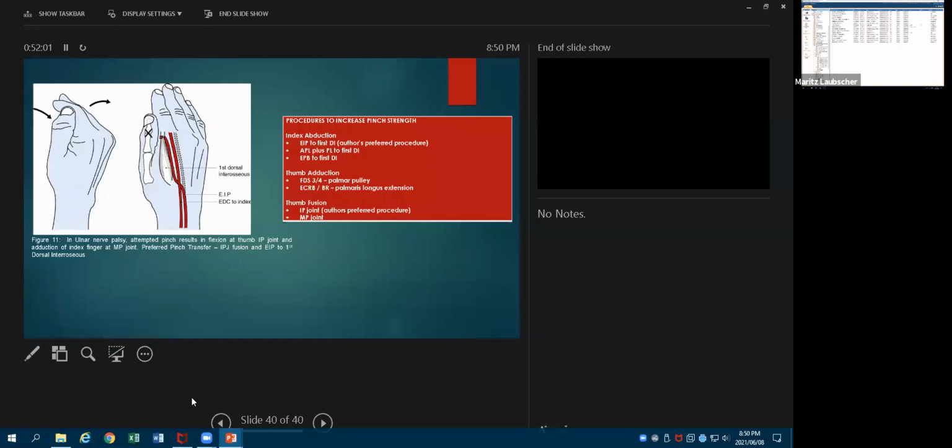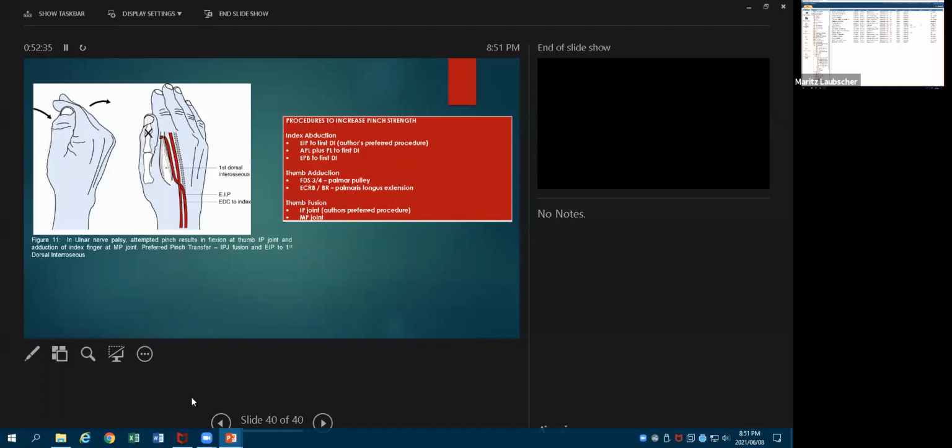There are many different things you can do to basically improve your index abduction, or you can increase your thumb adduction. A lot of centers around the world do this operation, and they take the FDS and wind it across into the thumb, changing the direction to pull the thumb close, or the ECRB around the back through the intermetacarpal space, then across to the thumb adductor. But those operations close the first web space, which is not a good thing for your hand to have a closed web space.